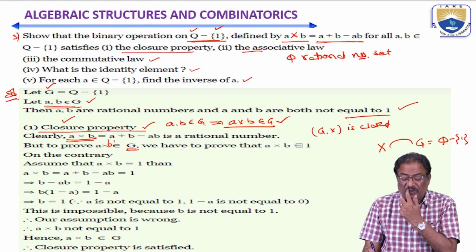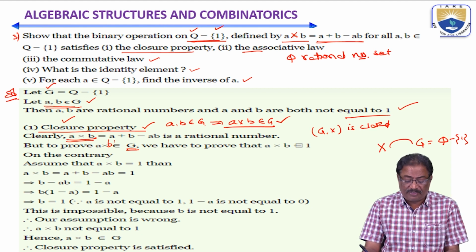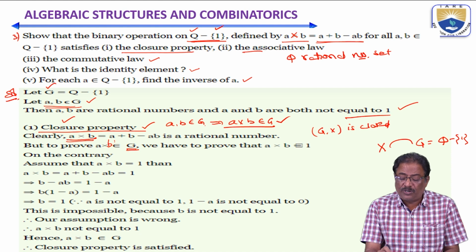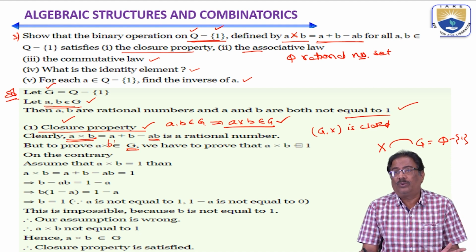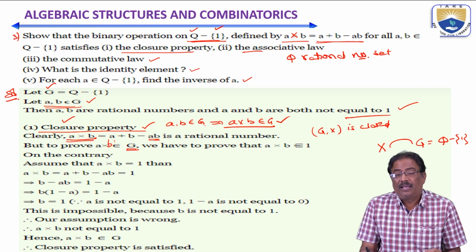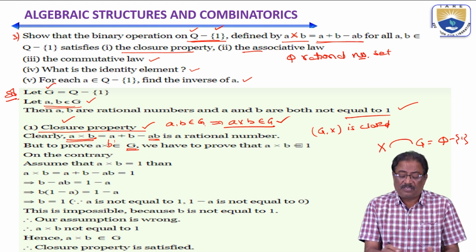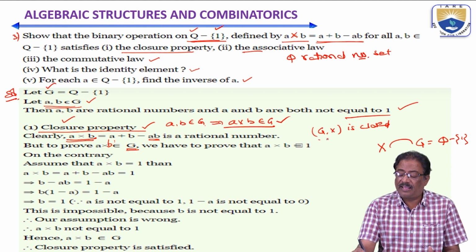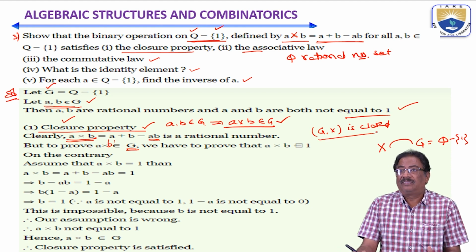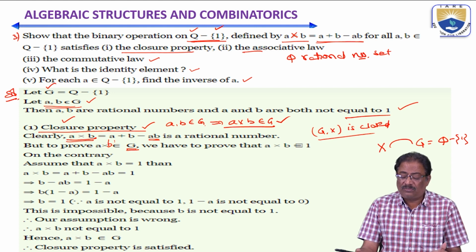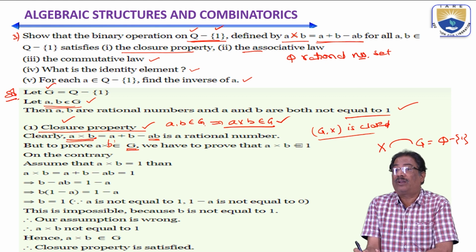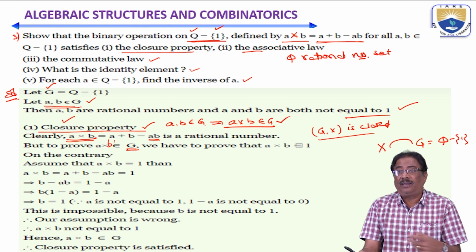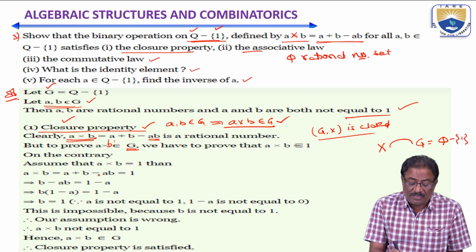Suppose we don't know, this is AB value, of course, it is not equal to 1, and A plus B is also not equal to 1. Subsequently, directly we can say that G comma cross is closed. Or else, suppose if you are having any doubt that A plus B minus AB value will become 1. So for that logical thinking, to avoid that, we are going to assume in a contradiction manner.